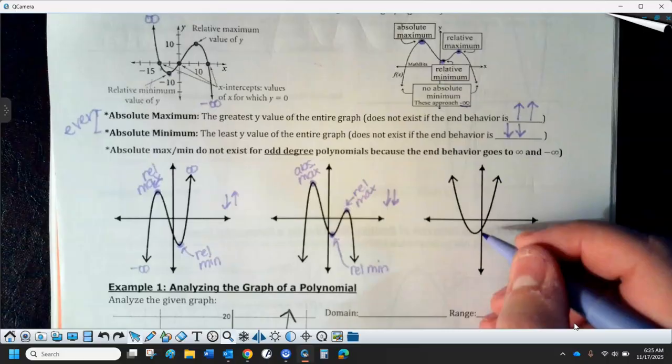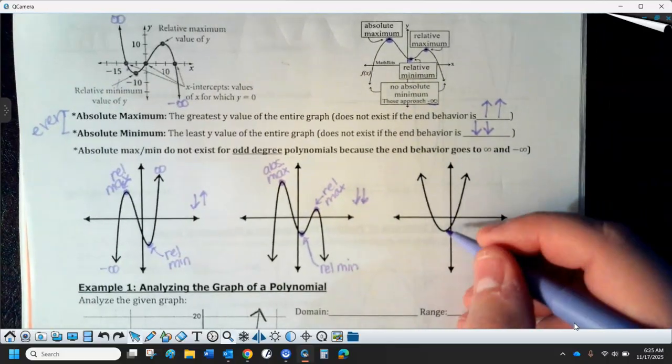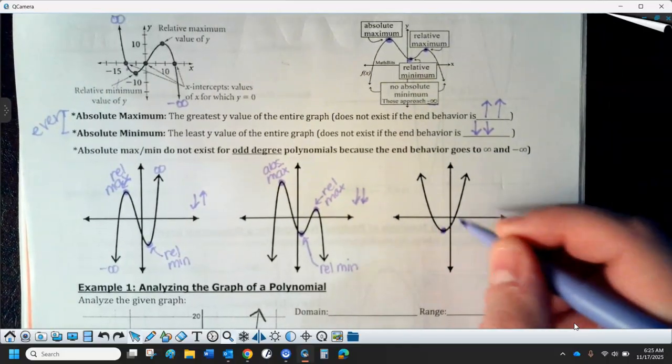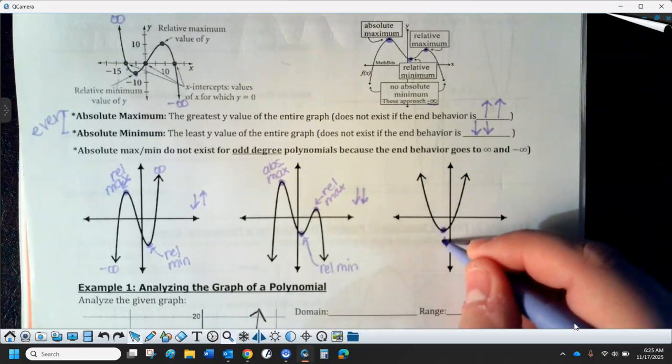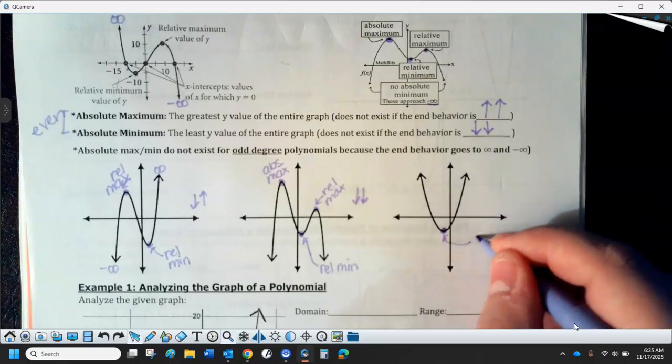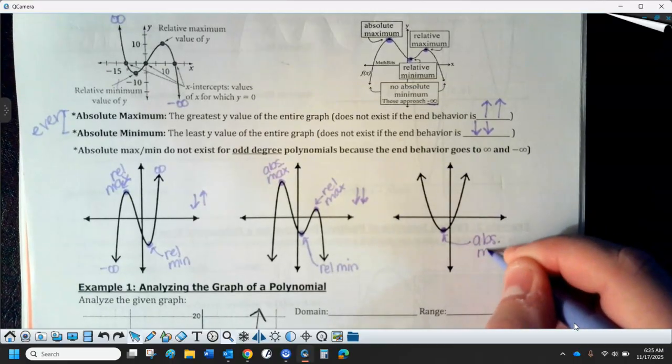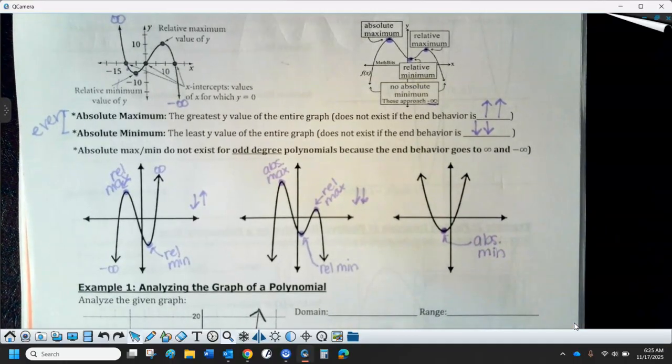Now, this graph right here, both ends go up. You don't have a relative max or min in this picture. All we have right here, this would just be an absolute minimum because that is absolutely the bottom of that lovely graph. So we're just looking kind of at the pictures here to identify. We're going to get into specific values in these graphs underneath.